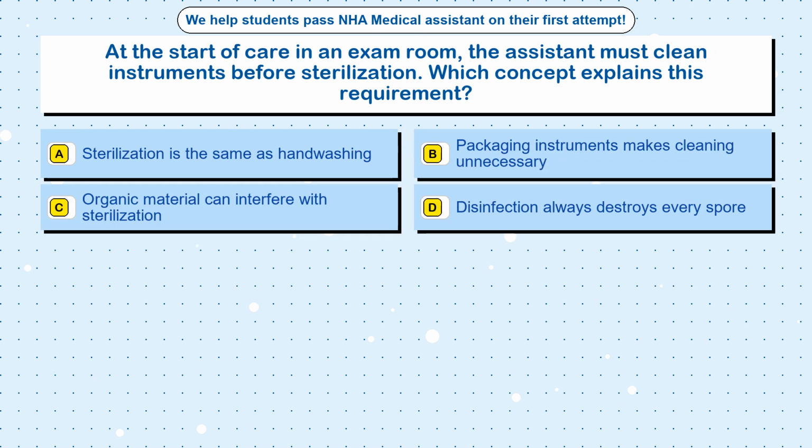Question 15. At the start of care in an exam room, the assistant must clean instruments before sterilization. Which concept explains this requirement? Option A, sterilization is the same as hand washing. Option B, packaging instruments makes cleaning unnecessary. Option C, organic material can interfere with sterilization. Option D, disinfection always destroys every spore.